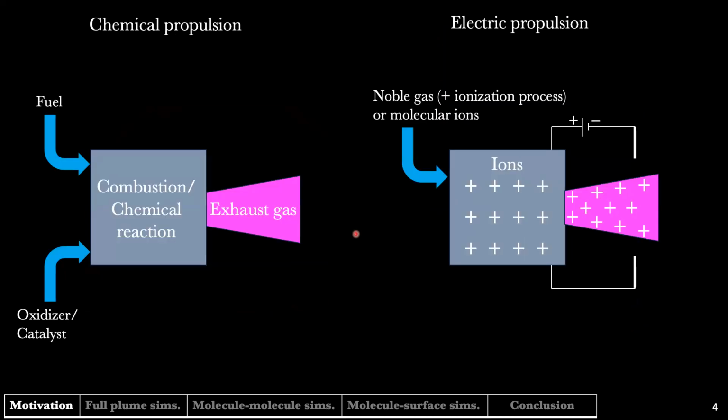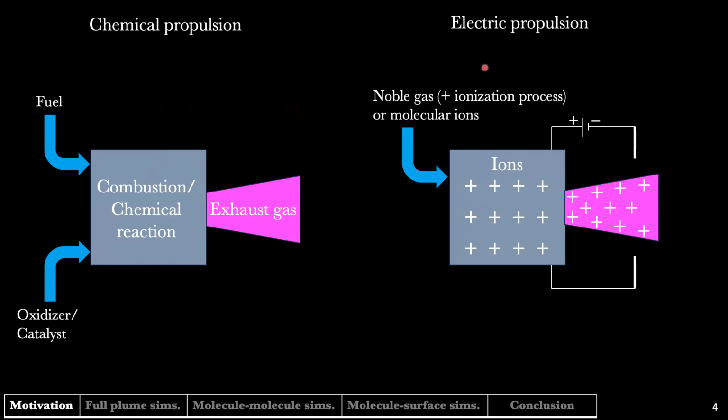There are two main categories of propulsion systems that we can use in space. The first one is chemical propulsion, in which we mix a fuel with an oxidizer or a catalyst to produce a combustion or a chemical reaction. And then the exhaust gas will produce thrust by conservation of momentum.